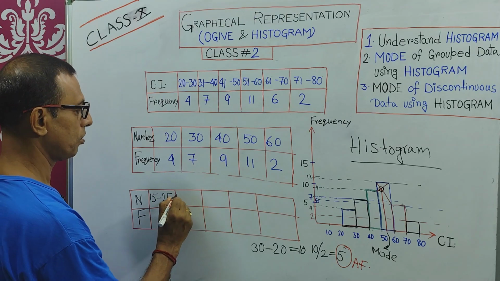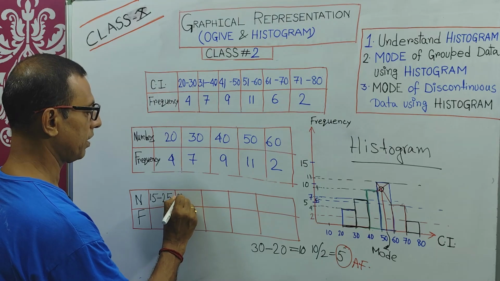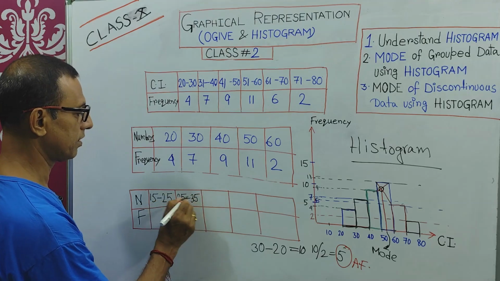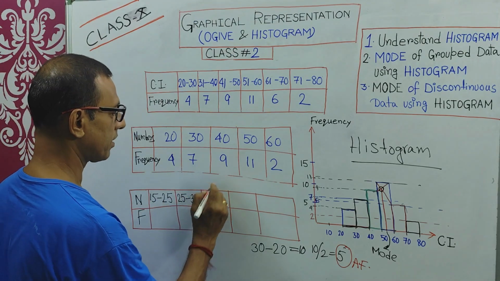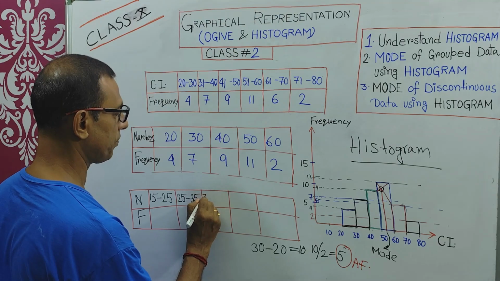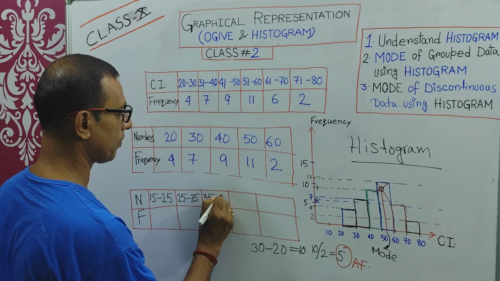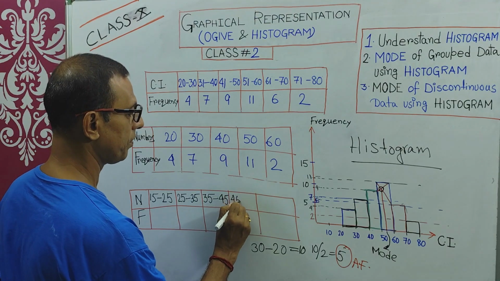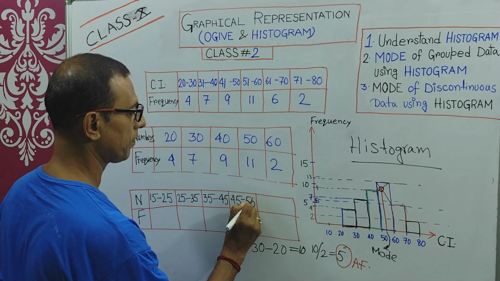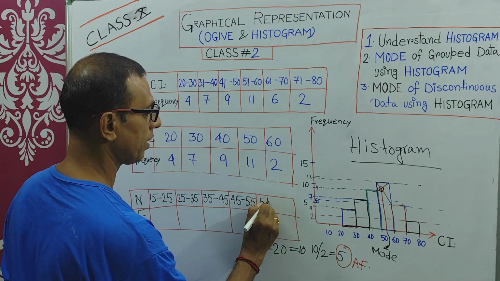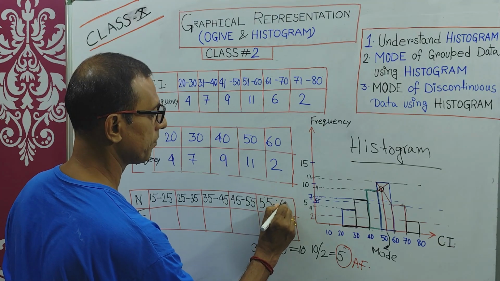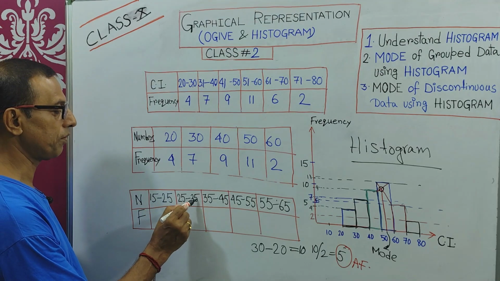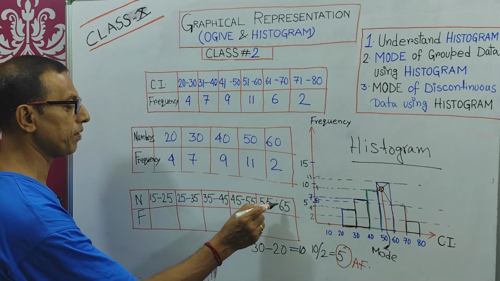Next one is 30. So 30 minus 5, 25, and 30 plus 5, 35. So the class interval we can see is 10. Right? Next is 40 minus 5, that is 35, and 40 plus 5, that is 45. 50 minus 5, 45. 50 plus 5, 55. 60 minus 5, 55. And 60 plus 5, 65. So now it's a continuous data set. Let's see: 15 to 25, 25 to 35, 35 to 45, 45 to 55, 55 to 65.